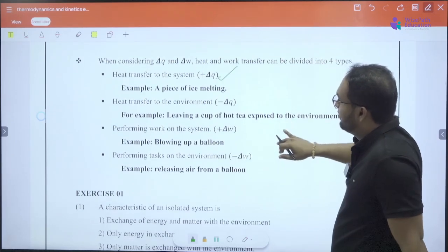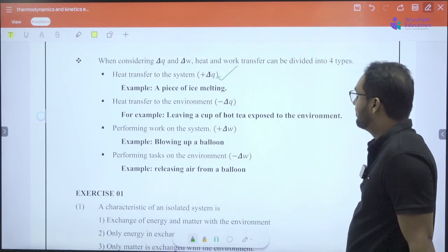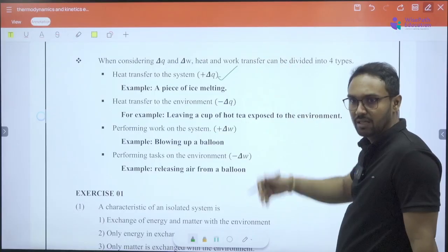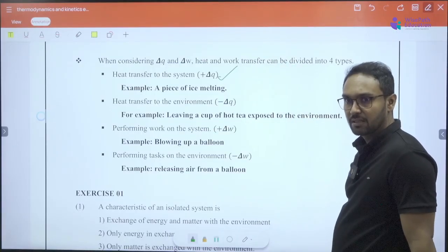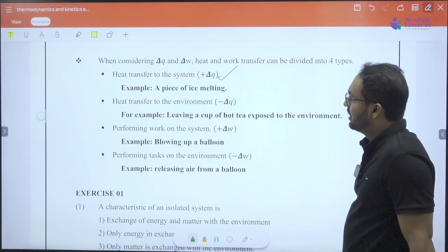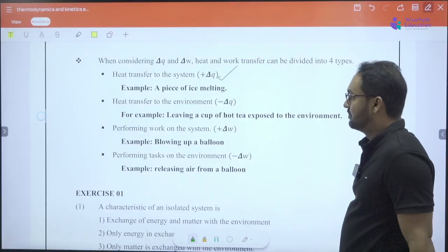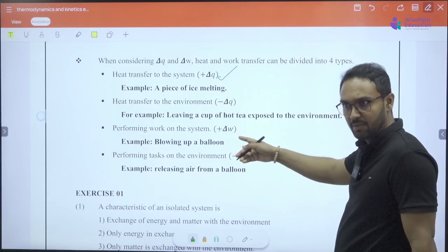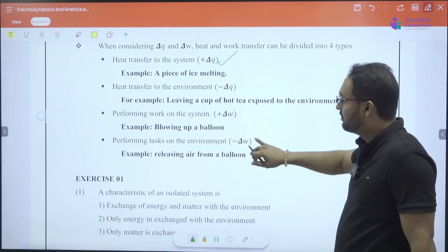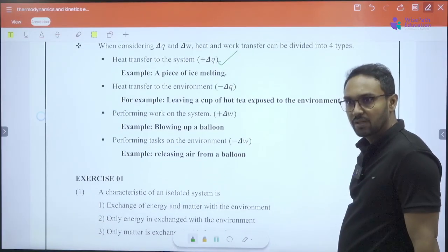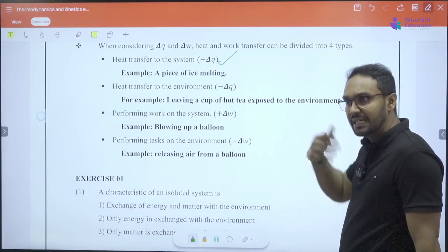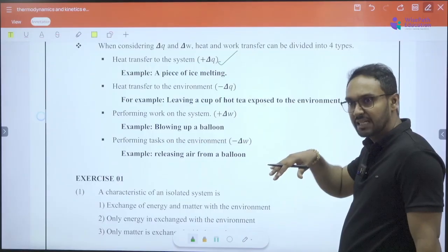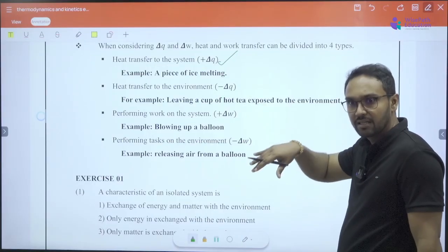For example, leaving a cup of hot tea exposed to the environment, what happens? The heat is releasing to the environment from the cup of tea, which is the system. Performing work on the system, that is delta W plus, right? That is delta W plus. Example, blowing up a balloon. When you are blowing up a balloon, the internal energy is increasing.